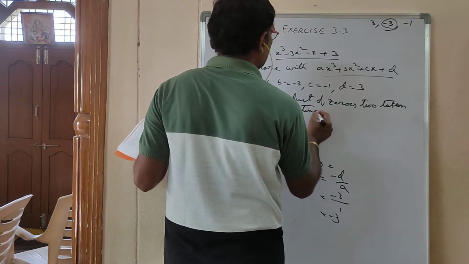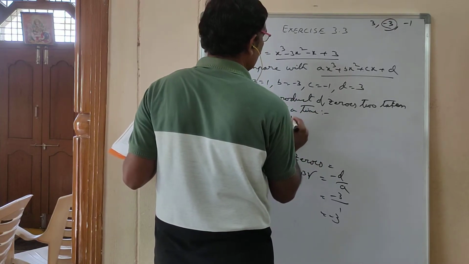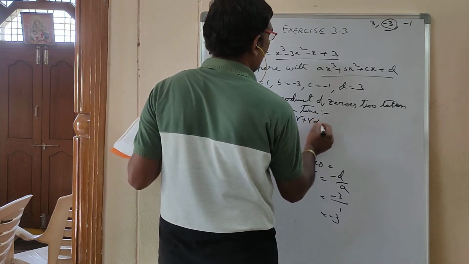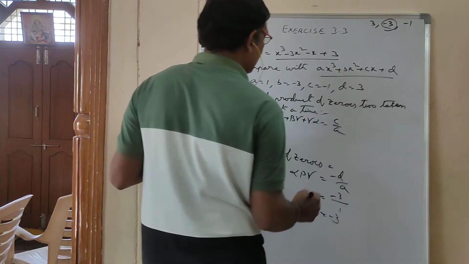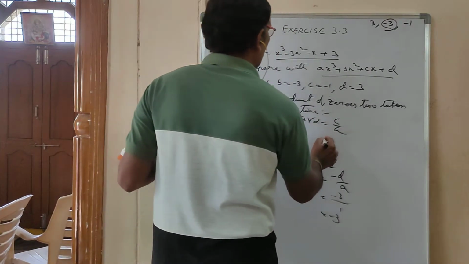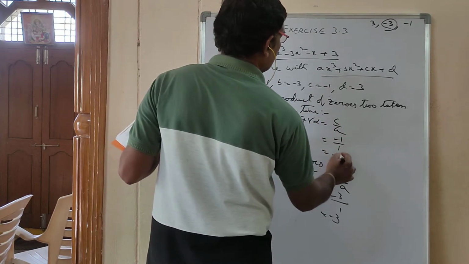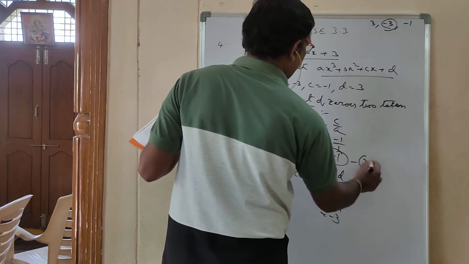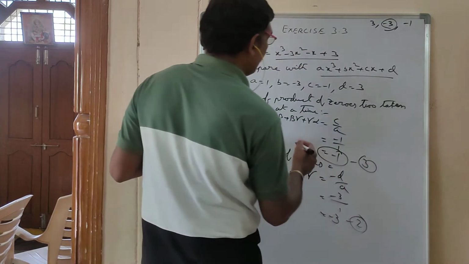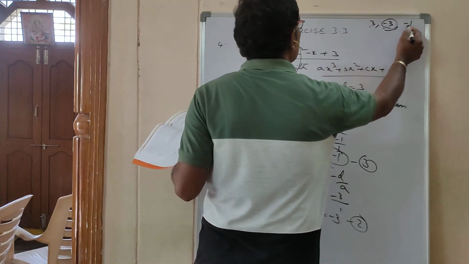So if you want, this is nothing but alpha beta plus beta gamma plus gamma alpha. What is the formula for this? C by A. So what is C here? -1. What is A here? 1. So how much you got here? -1.